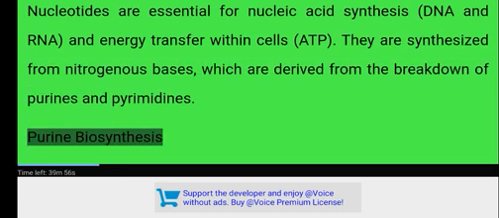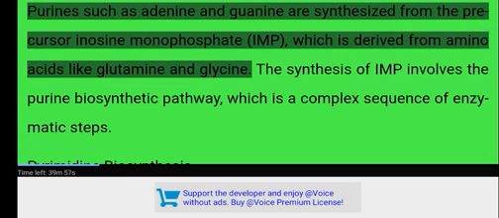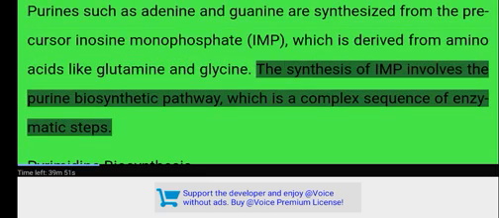Purine biosynthesis. Purines such as adenine and guanine are synthesized from the precursor inosine monophosphate, IMP, which is derived from amino acids glutamine and glycine. The synthesis of IMP involves the purine biosynthetic pathway, which is a complex sequence of enzymatic steps.